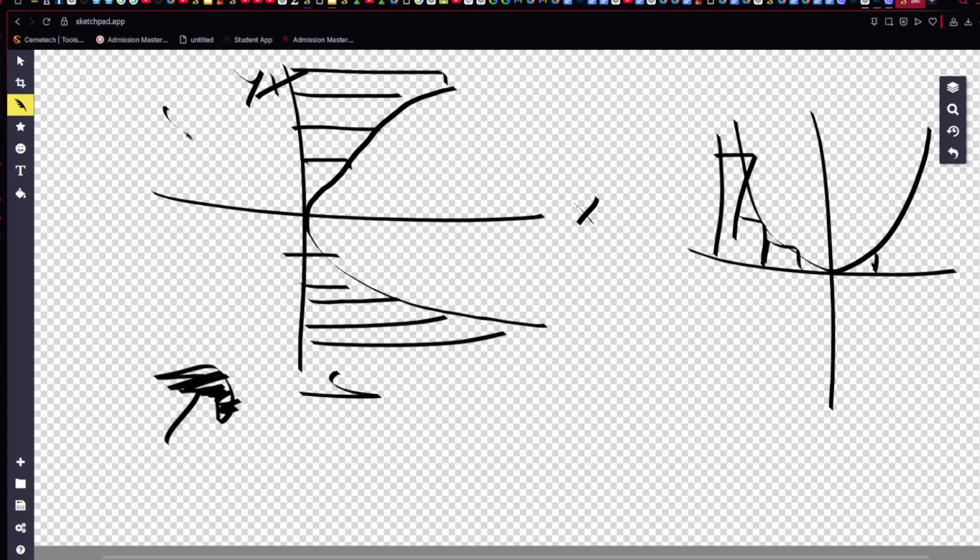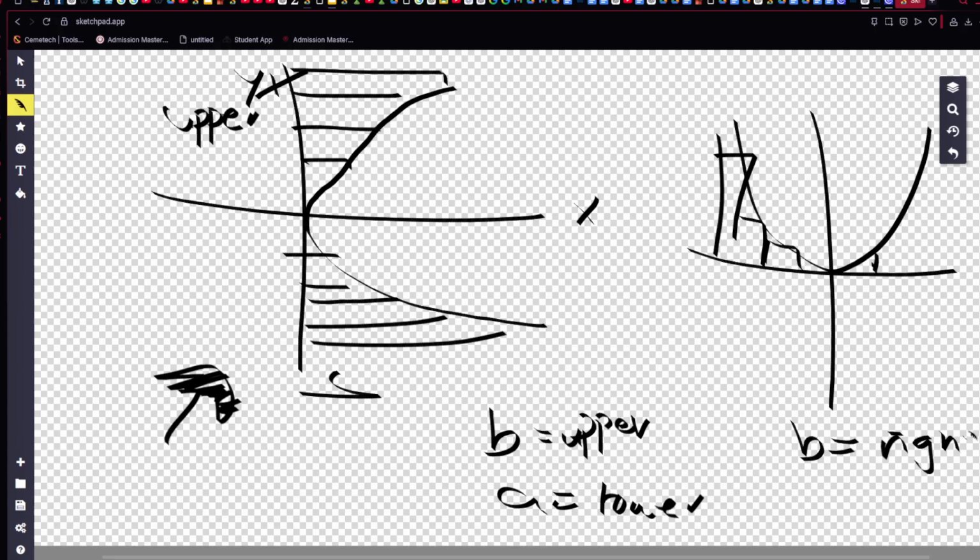Now it's important to note that it's upper minus lower, which did get me a little bit. It's upper bound minus lower, so b is the upper bound, and a is the lower bound. Much like here, b is the right bound, so the biggest number all the way to the right, and a is the left bound.